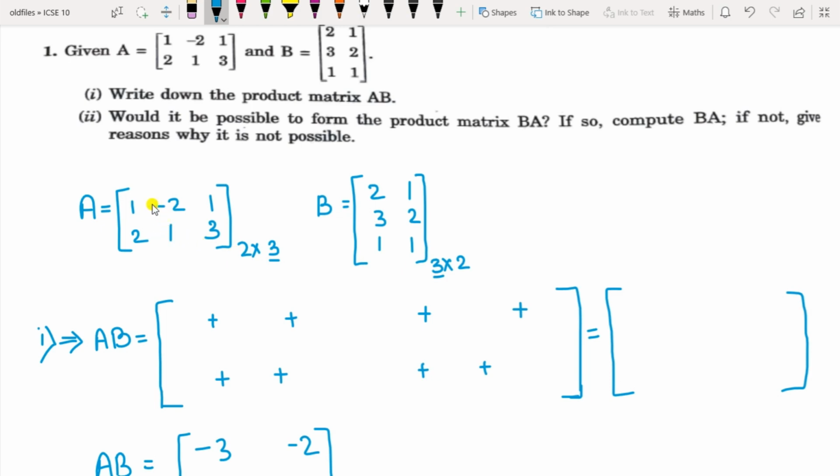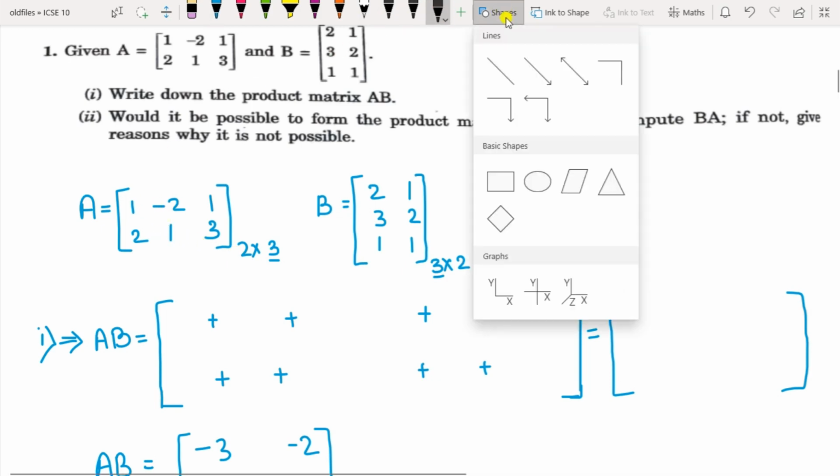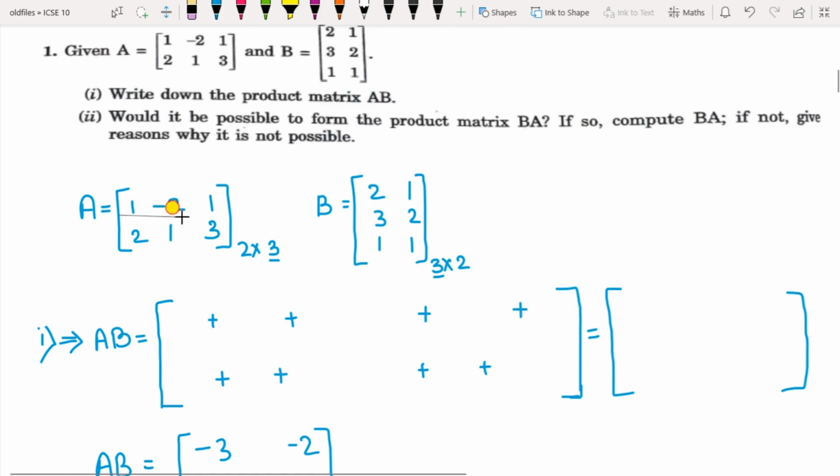Now let us do the multiplication. First you have to consider the row for the first matrix, and for the second matrix you have to consider the column.